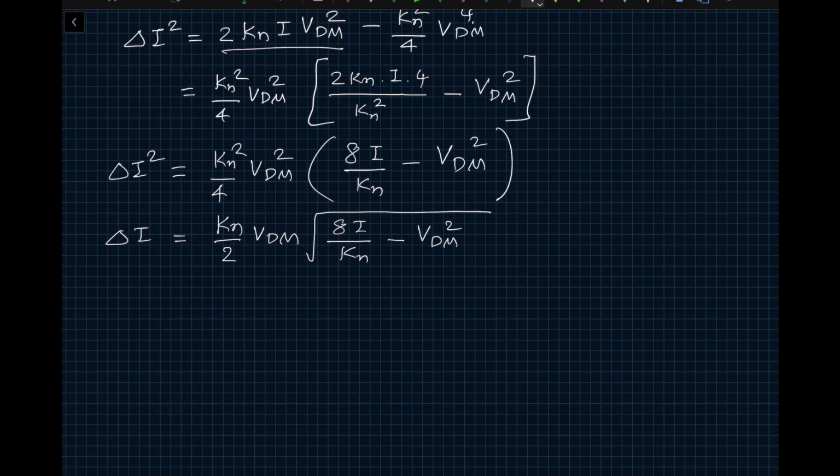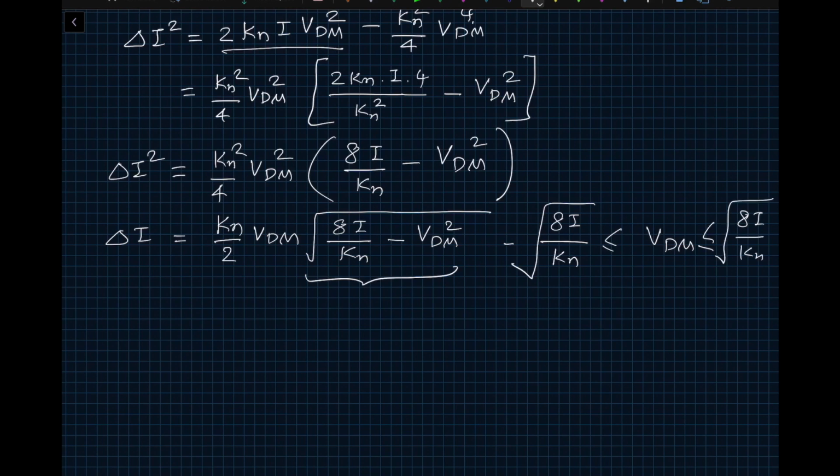So if you look at this expression carefully, this term cannot be negative. So this equation is valid only when VDM lies between minus the square root of 8I divided by Kn, and plus the square root of 8I divided by Kn. So the VDM has to be less than this particular term. It has to lie between these two. Otherwise, the term will become negative, and that's really important.